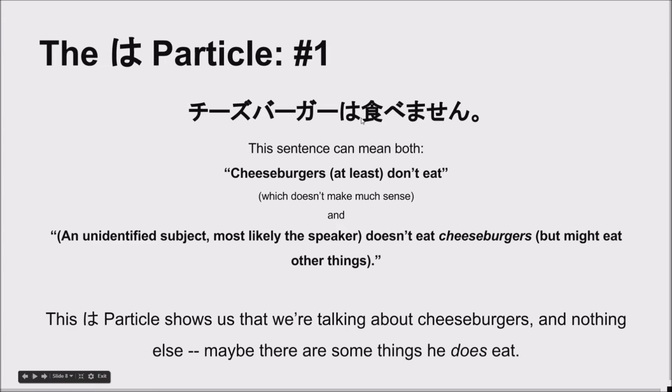Once again, this tells us what we're talking about. What you talking about, Willis? Or what you talking about, Ebenezer Japanese? So an unidentified subject, most likely the speaker, doesn't eat cheeseburgers at the very least, but they might eat other things. This wa particle shows us that we're talking about cheeseburgers and nothing else. Maybe there are some other things he does eat. Whatever it is that we're talking about, they don't eat cheeseburgers at the very least. At the very least, we don't eat cheeseburgers. Okay.